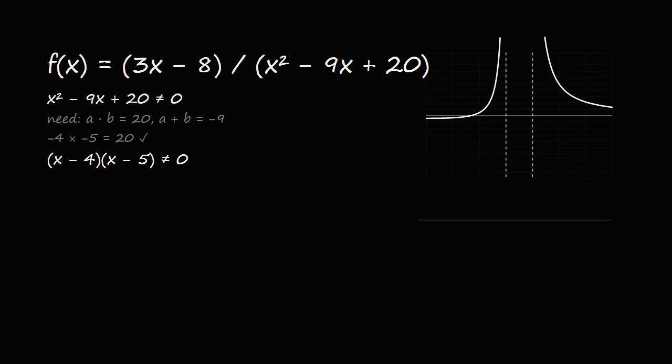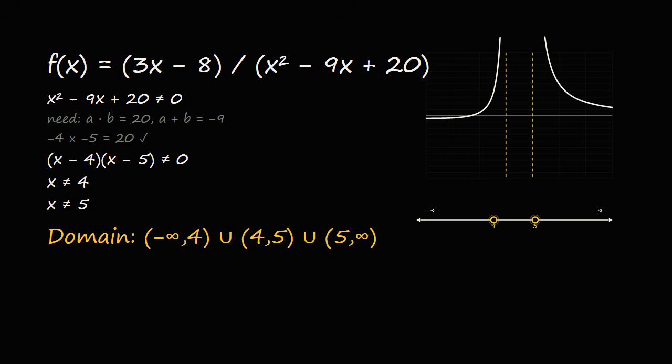For the whole product to be 0, one of those two factors has to be 0. So either x - 4 = 0, giving x = 4, or x - 5 = 0, giving x = 5. Both of those values have to be excluded. The domain is all real numbers except 4 and 5.